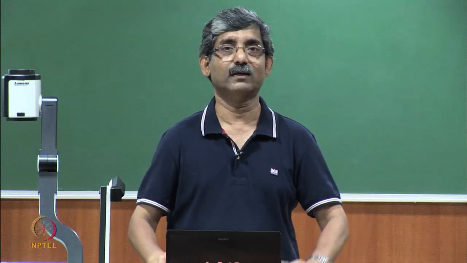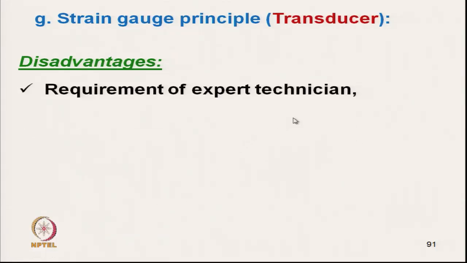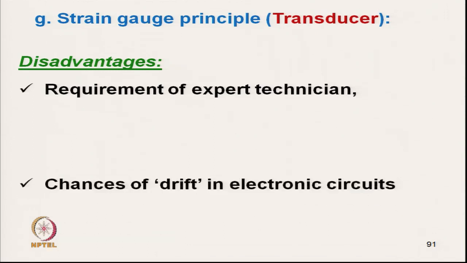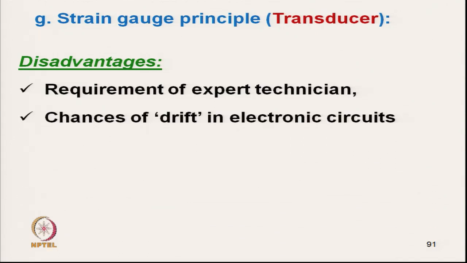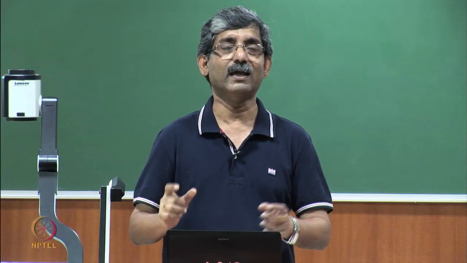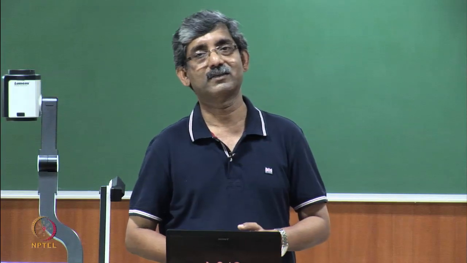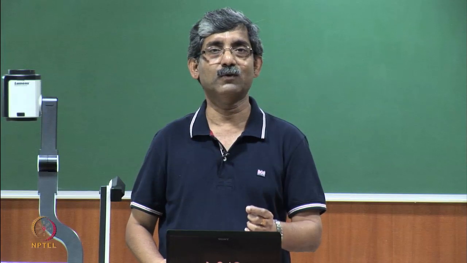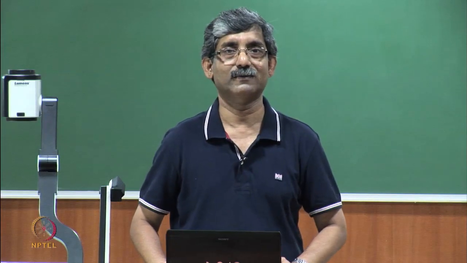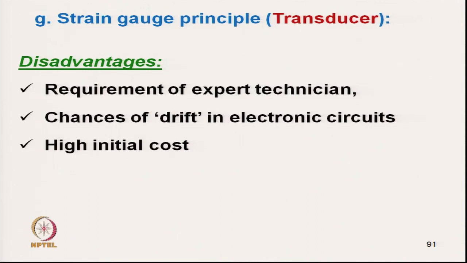So, that range we can have instrument, and the main disadvantage is that it is a very sophisticated instrument. For any repairing we need an expert technician, and basically there are chances of drift in the electronic circuit. So, the Wheatstone bridge, after repeated deflection, the resistance may get changed. So, in that case we have to recalibrate once again. Okay. And high initial cost, obviously its cost is very high.